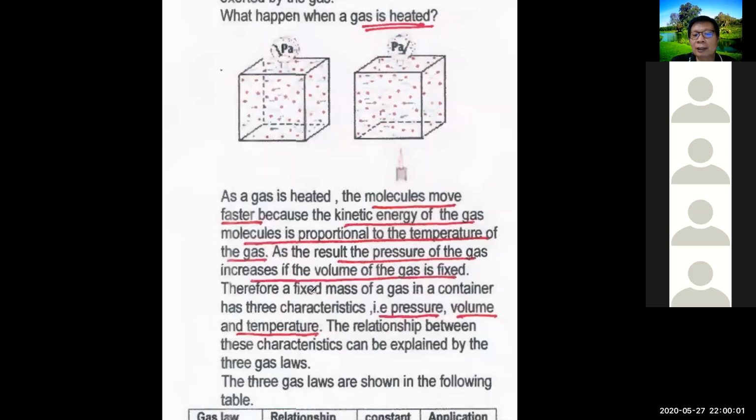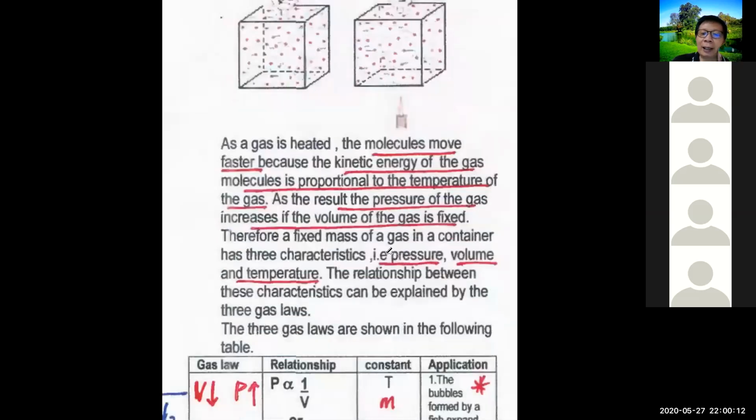Therefore, a fixed mass of gas in a container has three characteristics: pressure, volume, temperature. So we only focus on these three, pressure, volume, and temperature, but it must be a fixed mass. The amount of gas must remain the same. The mass of the gas remaining the same means you don't change the container.